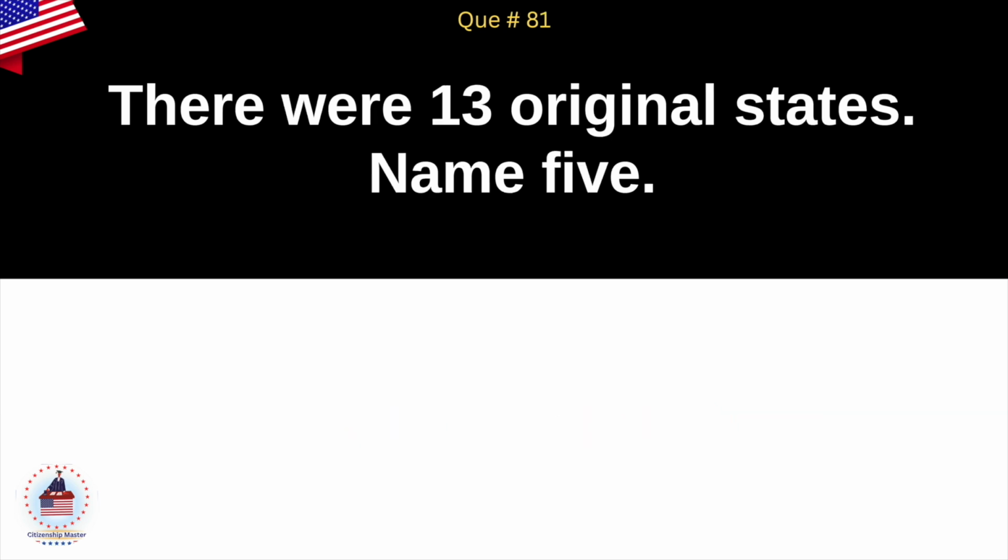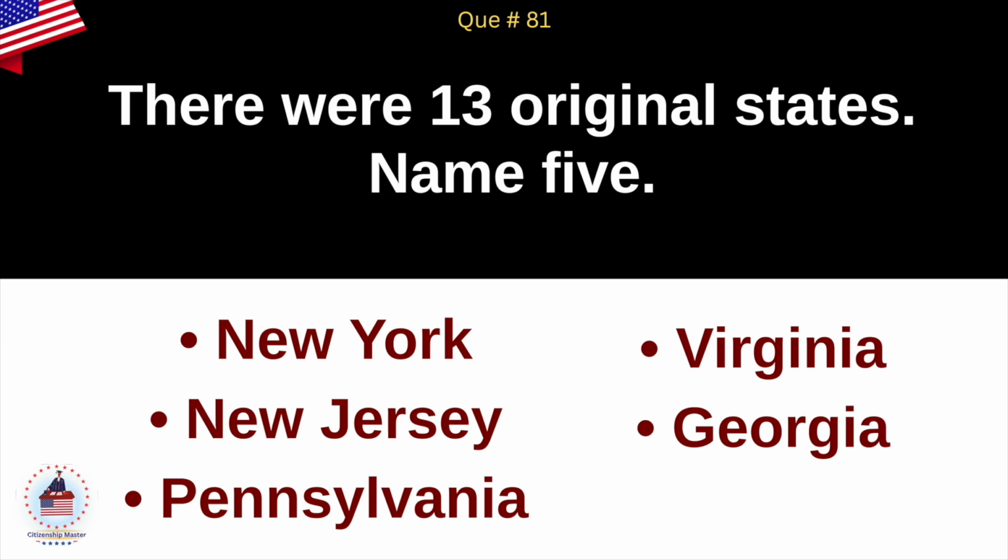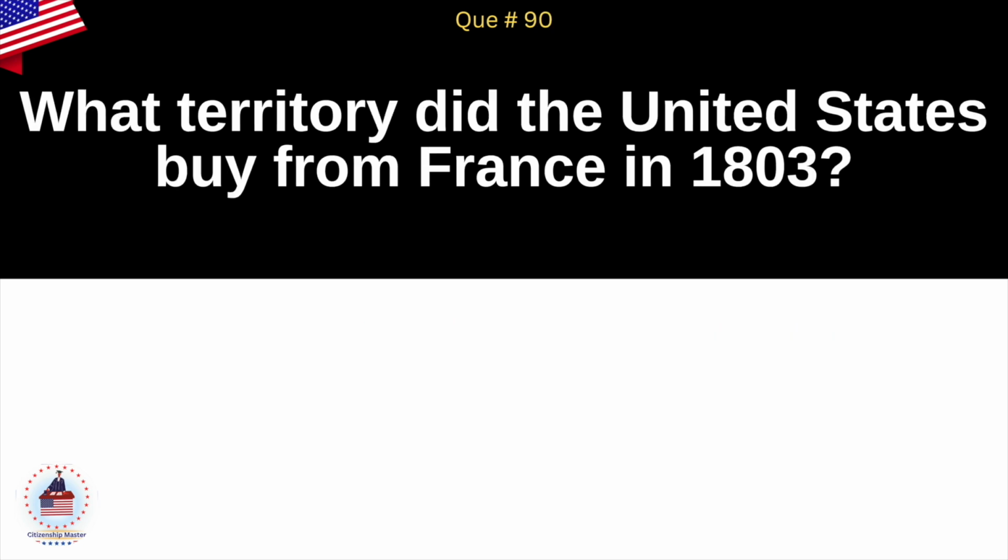There were 13 original states. Name 5. New York. New Jersey. Pennsylvania. Virginia. Georgia. What territory did the United States buy from France in 1803?